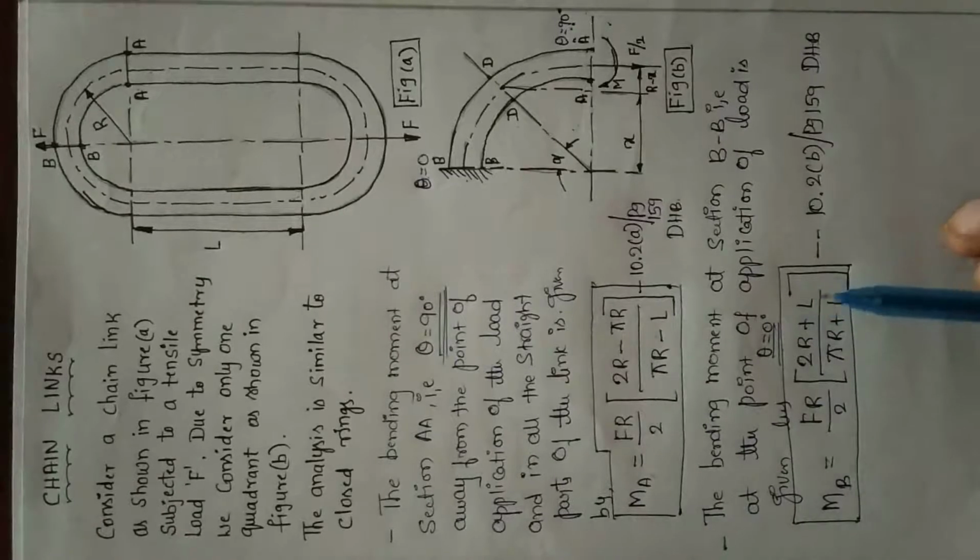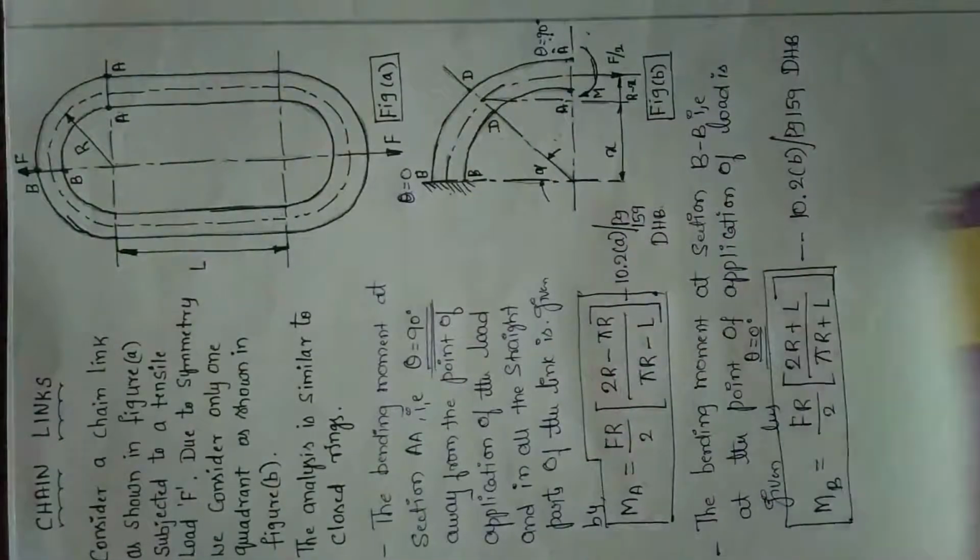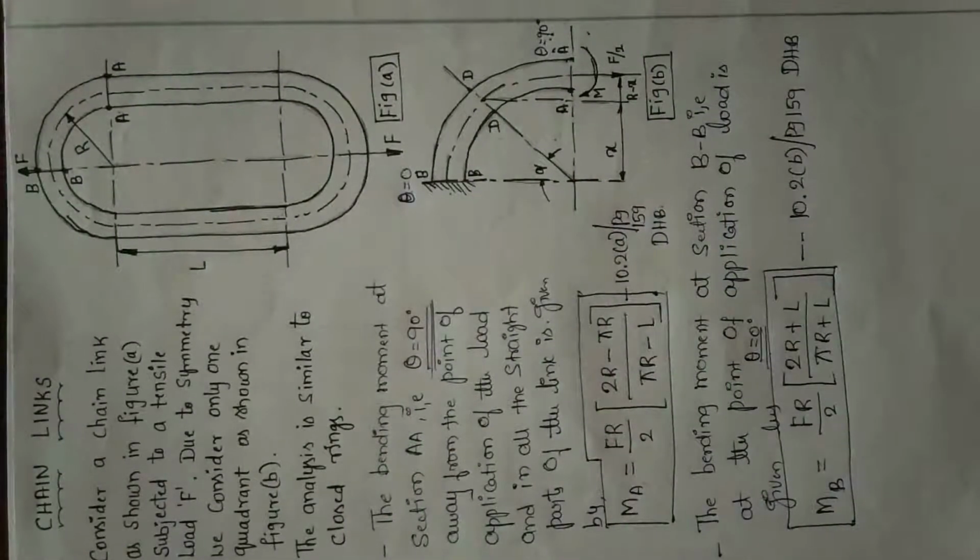I will get this directly from the data handbook. I will show you the data handbook here. Here you can see the bending moment at section AA, that is 90 degrees away from the point of application of load in all the straight parts. This is one bending moment; section BB is theta equal to 0. This is the formula. Here you can see 10.2A and 10.2B. So this is the bending moment.